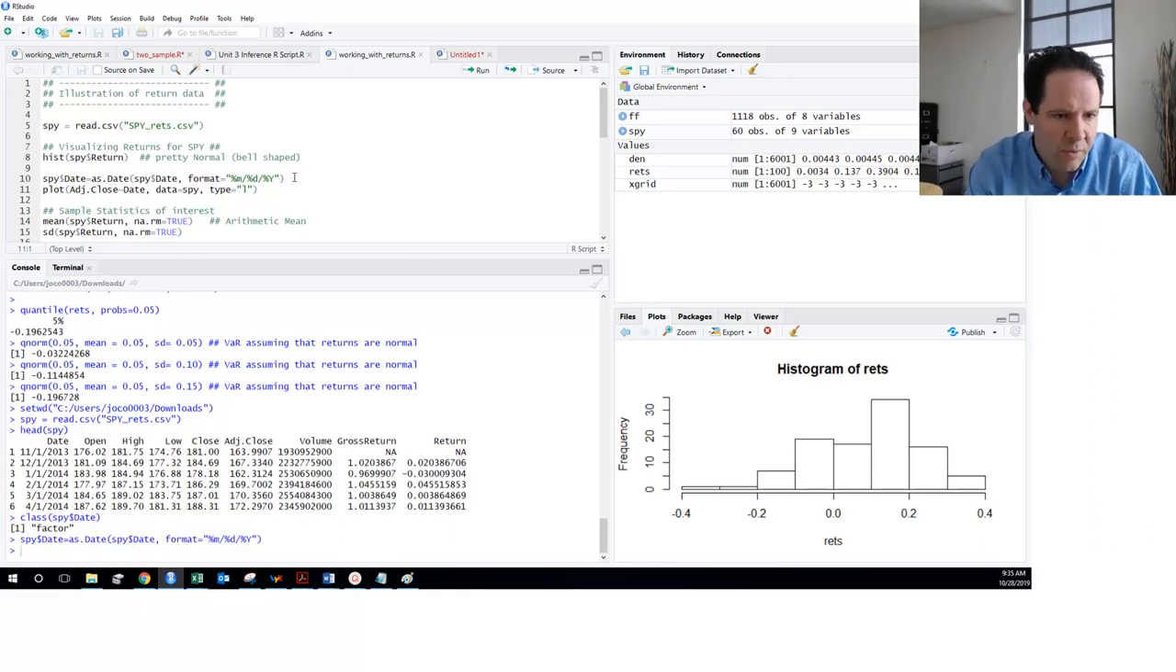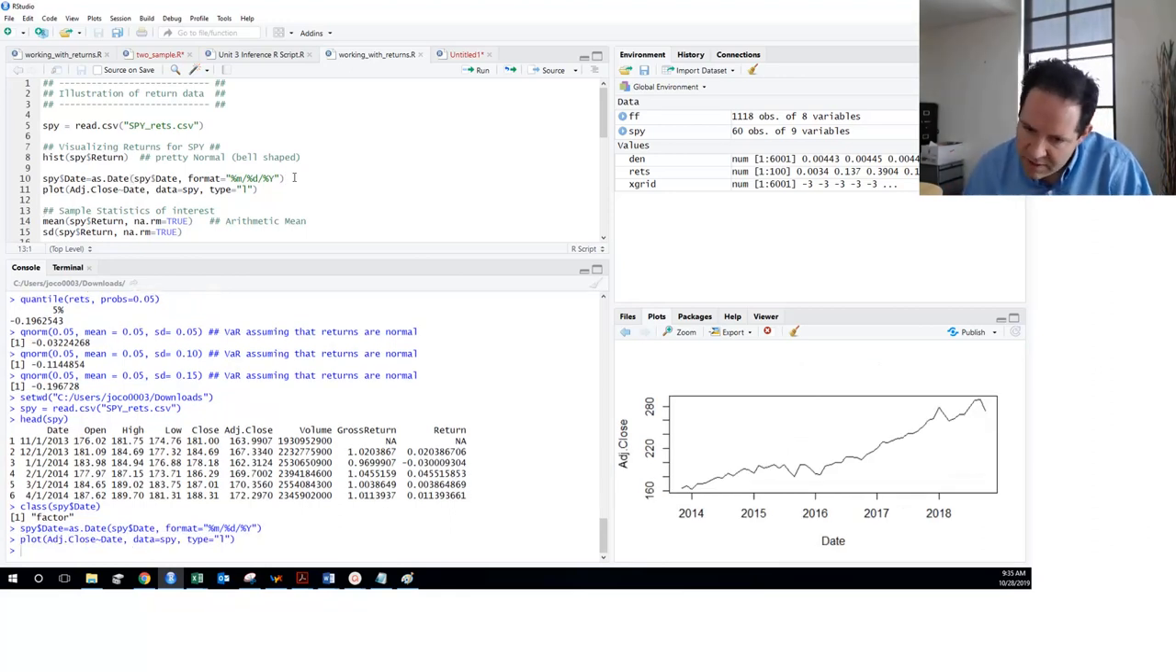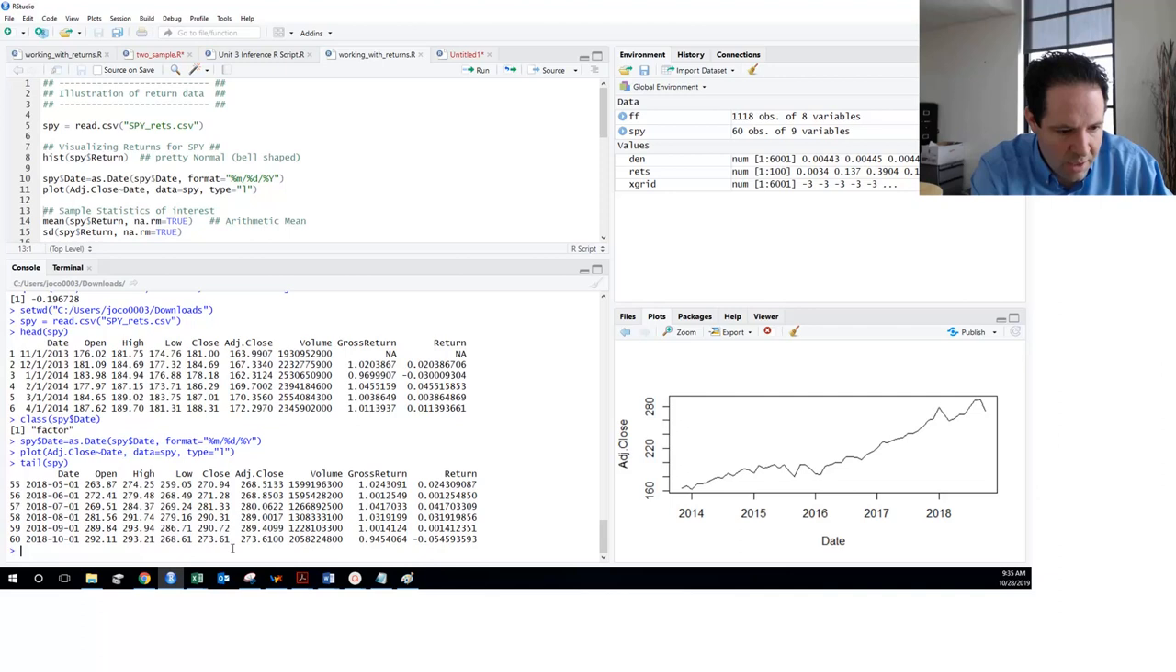If we do this and plot it, you can see over time what happens to the adjusted close. You can see the data run from late 2013 to, well, what's the latest date we have here, to late in 2018. So this is a file I downloaded about a year ago for the purposes of this illustration.